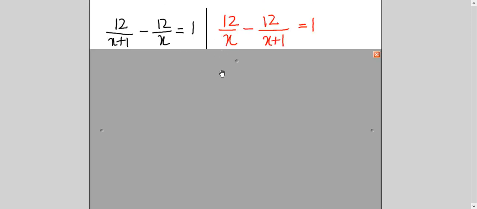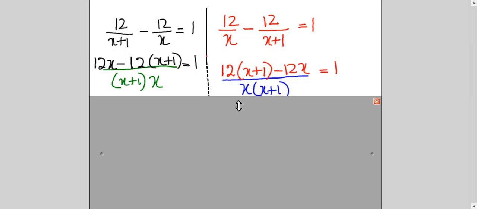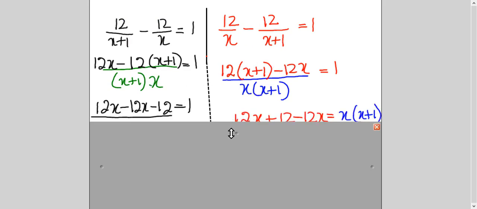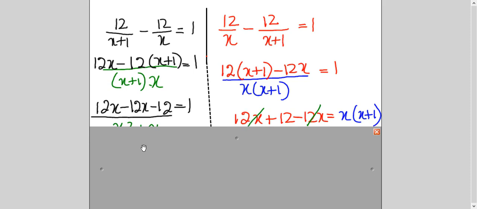I'm solving both together here, right? So I will take the LCM here, similarly here. When I take the LCM here, 12 will multiply by x. This 12 will multiply by x plus 1. The same thing will happen here. So you can see what I'm doing, right? The denominator is the same. Now I'm opening the brackets. This bracket I have opened. So this minus 12x and plus 12x will cancel out. Here, this will cancel out. And I'm left with this.